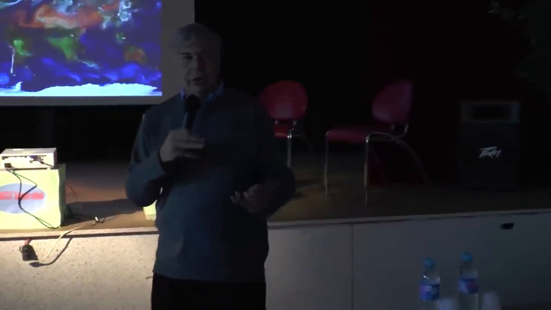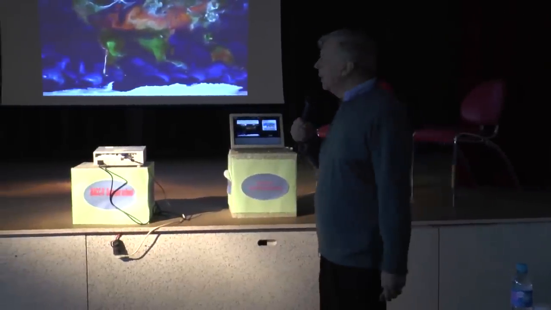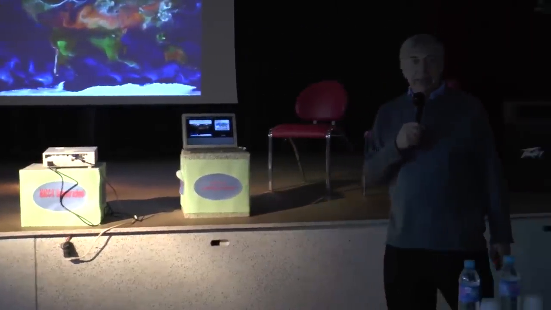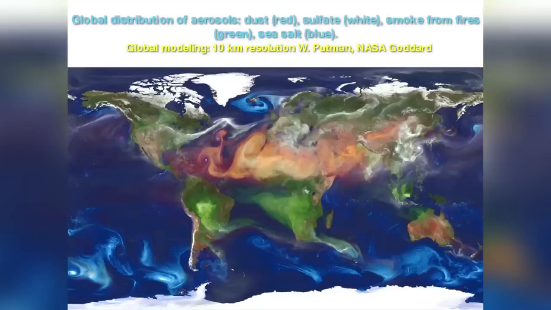Now, the gas phase aspect is important. And of course, we saw ozone, NOx, other ones. Aerosol is another issue, and Nicola will talk about it in the afternoon. But here is a model with a 10-kilometer resolution from NASA that shows you essentially in red, the dust that is covering the desertic regions. You see the effect of smoke over South America, over Africa. The white here is sulfate, associated essentially with coal burning. And what is blue is a calculation of the sea salt. And so we can do that.